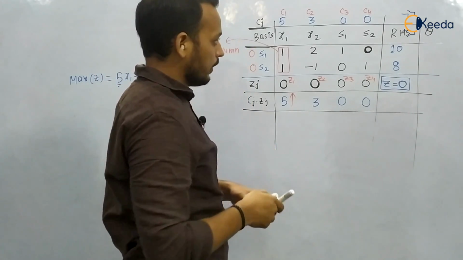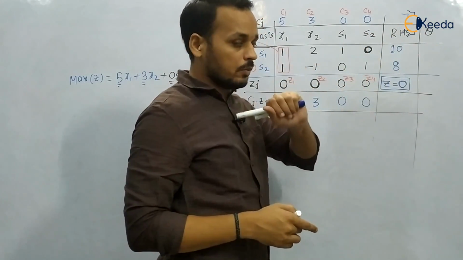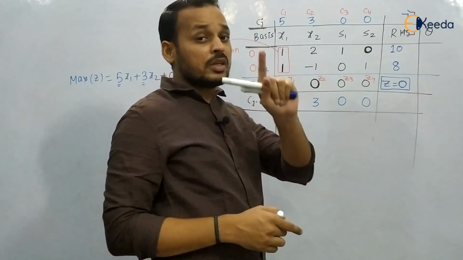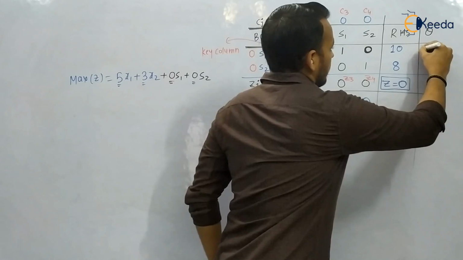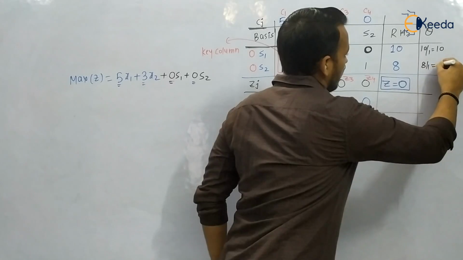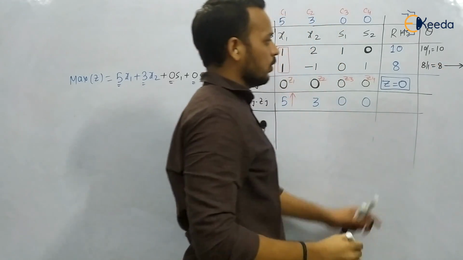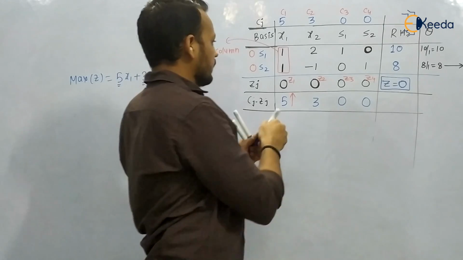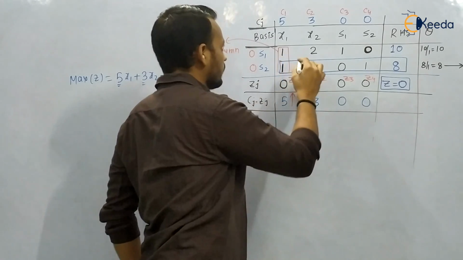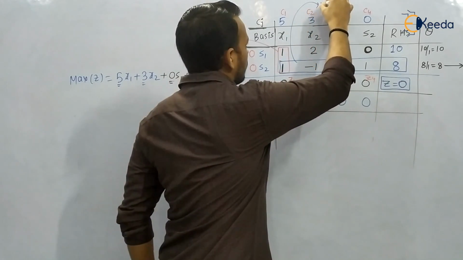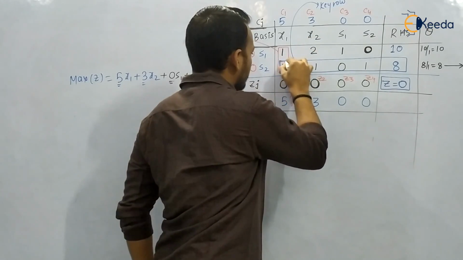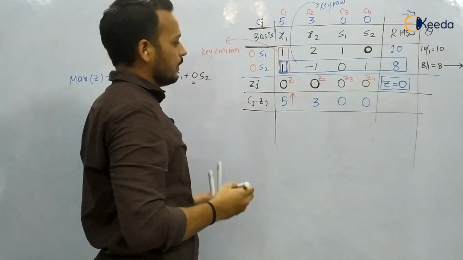Now you have to find the theta minimum for the outgoing variable. The outgoing variable will be the basic variable with the minimum value of theta. So 10 by 1 equals 10 and 8 by 1 equals 8. So this will be the outgoing variable, this one is going to be our key row, and this one is going to be our pivot element.